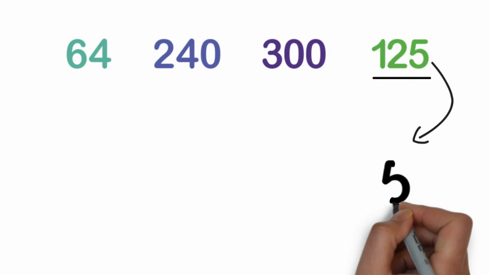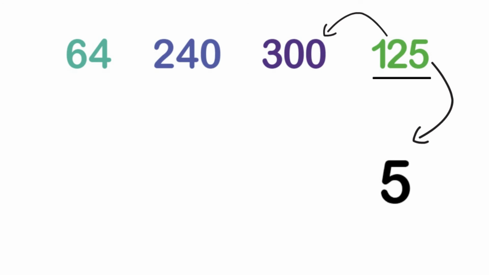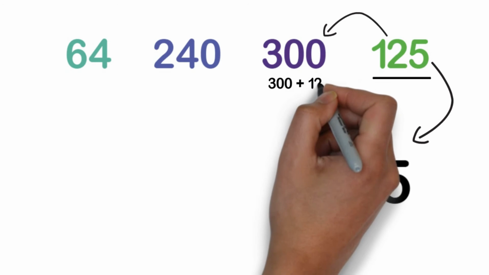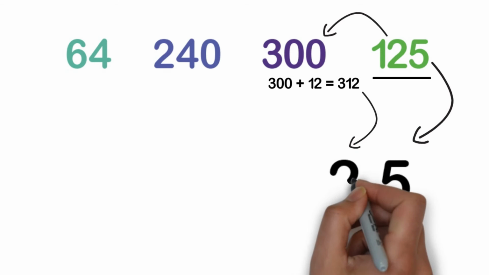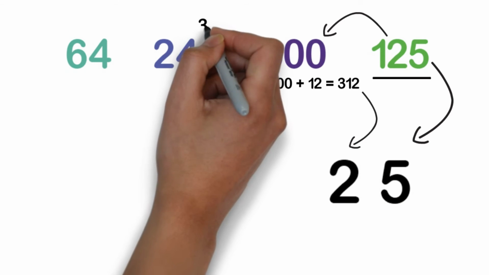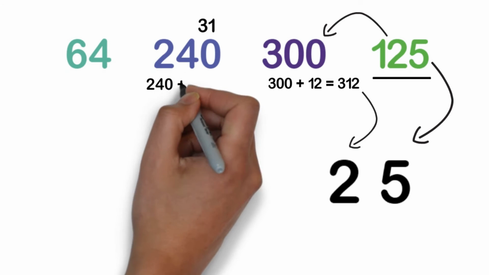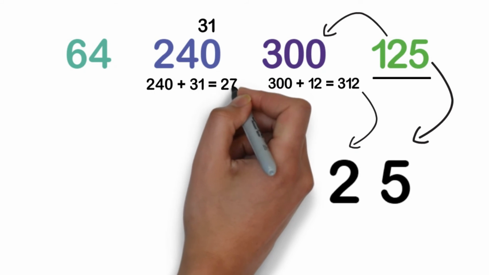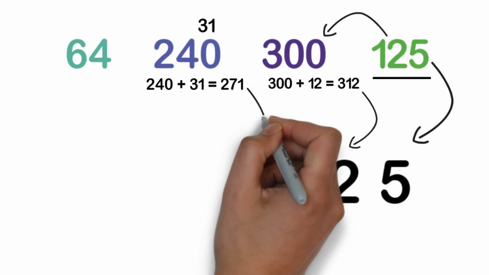Remember, we have 125 on the right. We keep 5 on the right and take 12 over to the second right, which is in the middle. So we have 300 plus 12 will give us 312. Now we have 312 in the middle right. We keep 2 and we take 31 over to the middle left where we have 240. So we have 240 plus 31. This will give us 271.